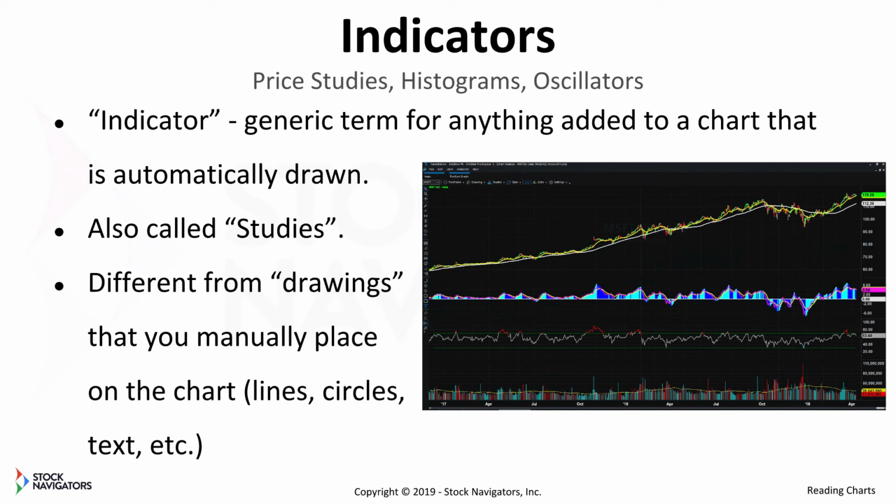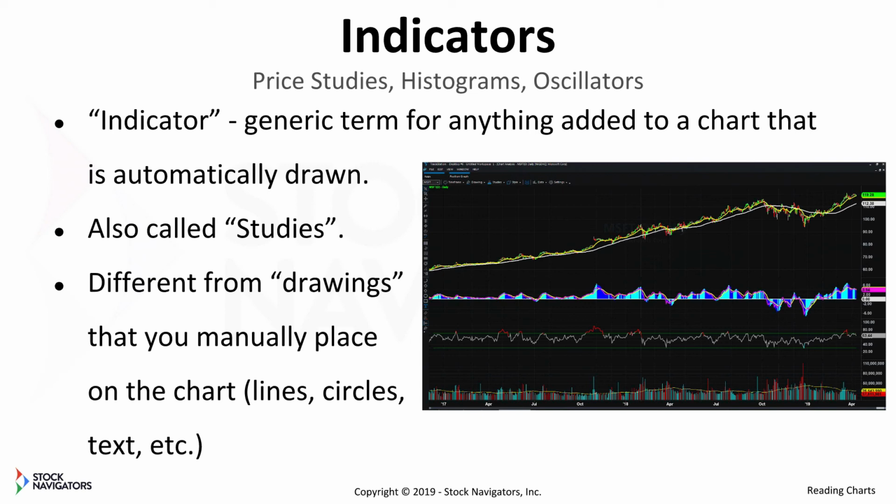Now these are different from drawings. Drawings are something that you manually draw on the chart. That could be lines, circles, text, squares, triangles, whatever kinds of drawings you want to make on the chart. Those are completely manual and you have to do them. But indicators draw stuff completely automatically without you having to do anything. You just apply the indicator to your chart and then there it is.